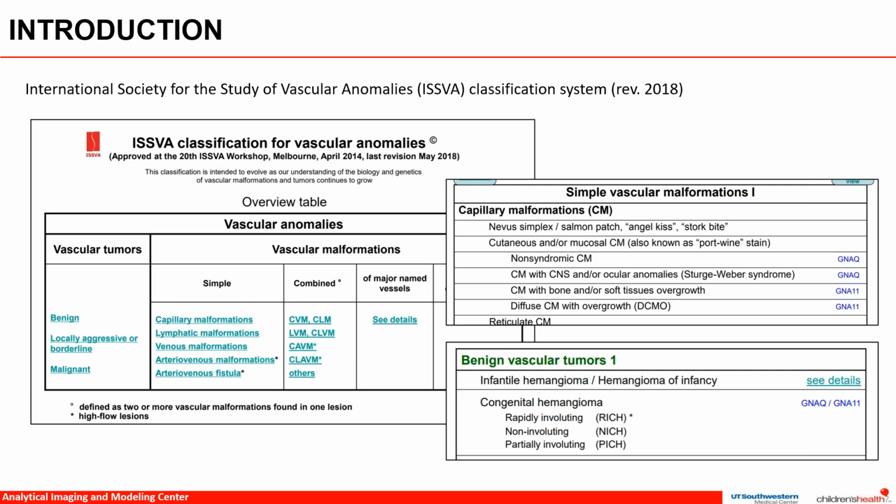Now, to begin our discussion, the International Society for the Study of Vascular Anomalies has a classification system for defining vascular anomalies. This table divides vascular anomalies into two major categories: vascular tumors and vascular malformations. As seen here, capillary malformations fall into the simple type of vascular malformation. Infantile hemangiomas fall under the benign vascular tumor category.